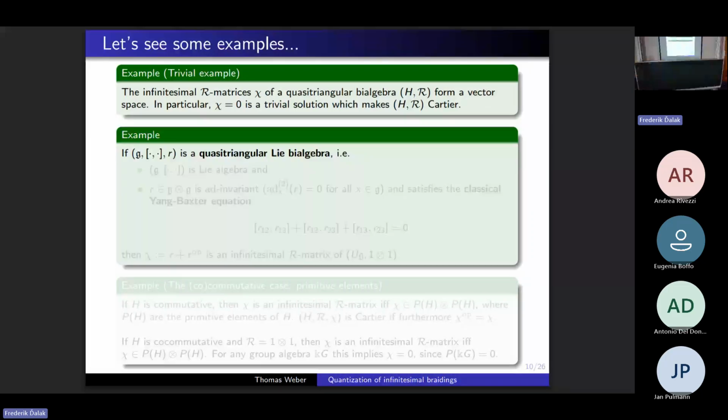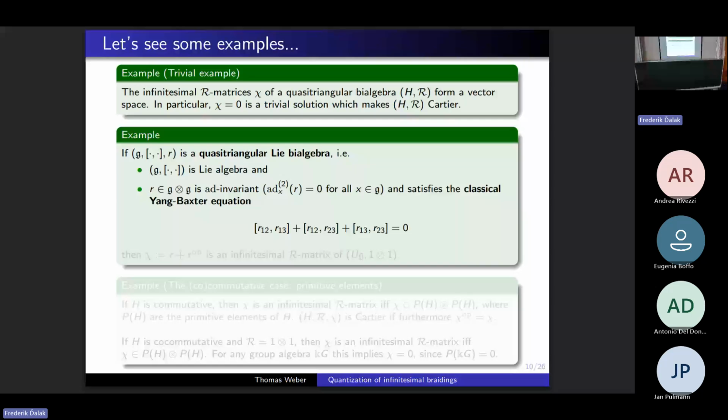Quasi-triangular Lie algebras fit the definition. So you take a Lie algebra g with Lie bracket, and a little r matrix. This is an element of g tensor g. It has to be ad-invariant and satisfy the classical Yang-Baxter equation. That's written here. If you have such an element, then you simply symmetrize your little r matrix, and you get a chi that satisfies all of the axioms for the Hopf algebra, the universal enveloping algebra with capital R matrix 1 tensor 1.